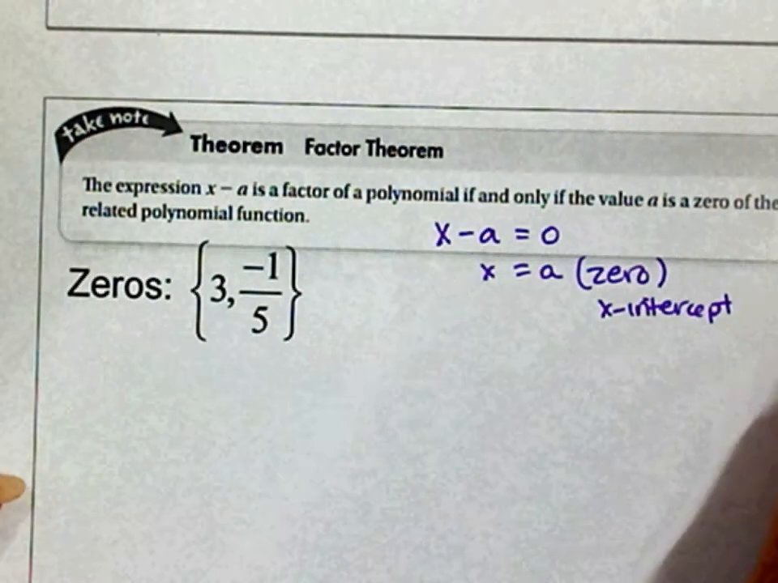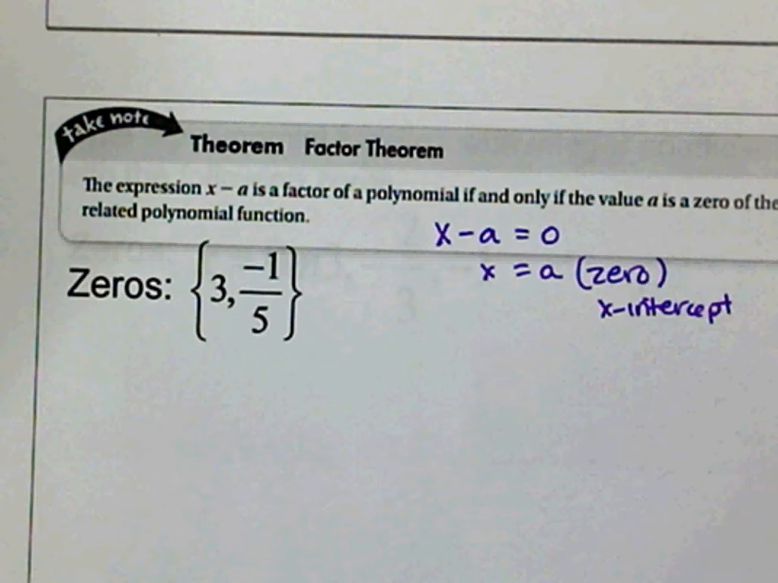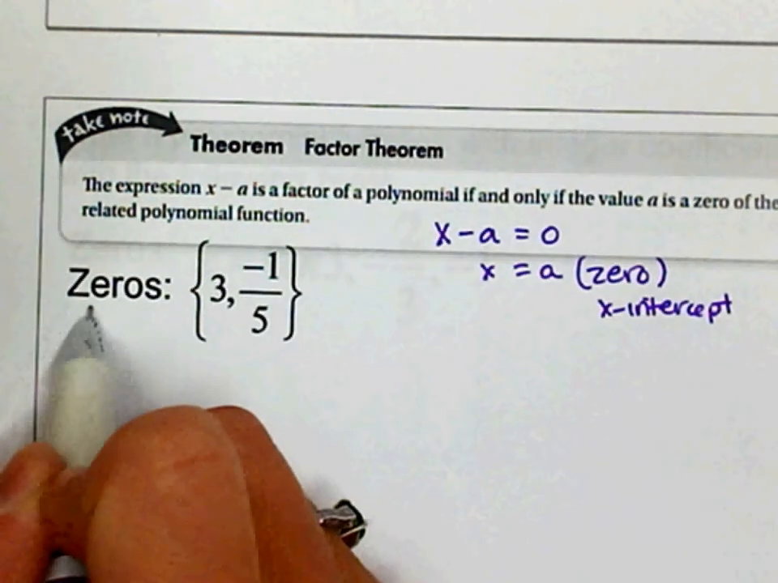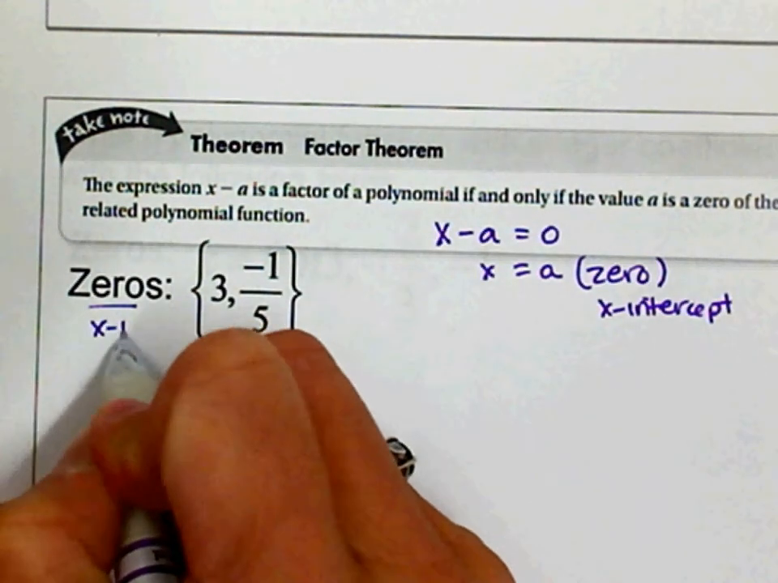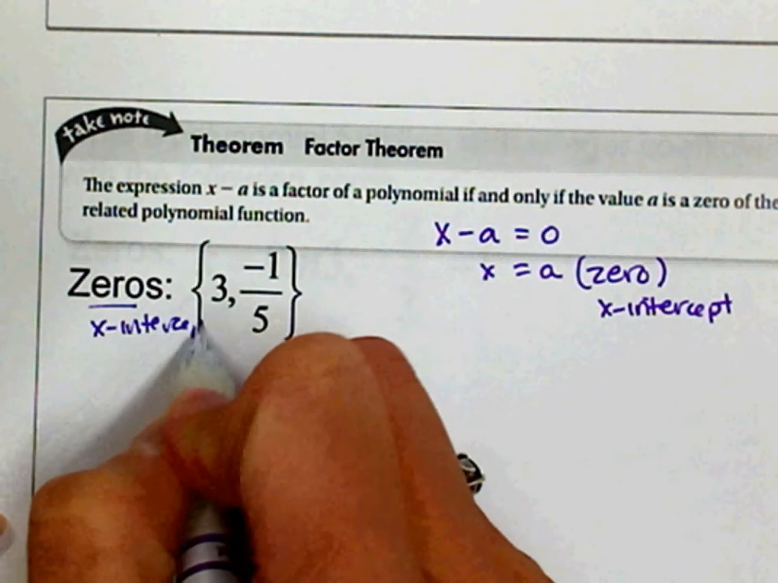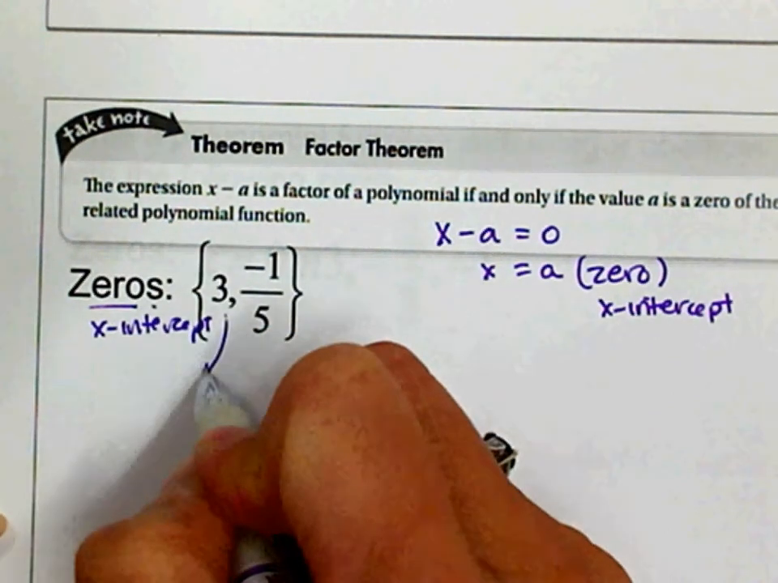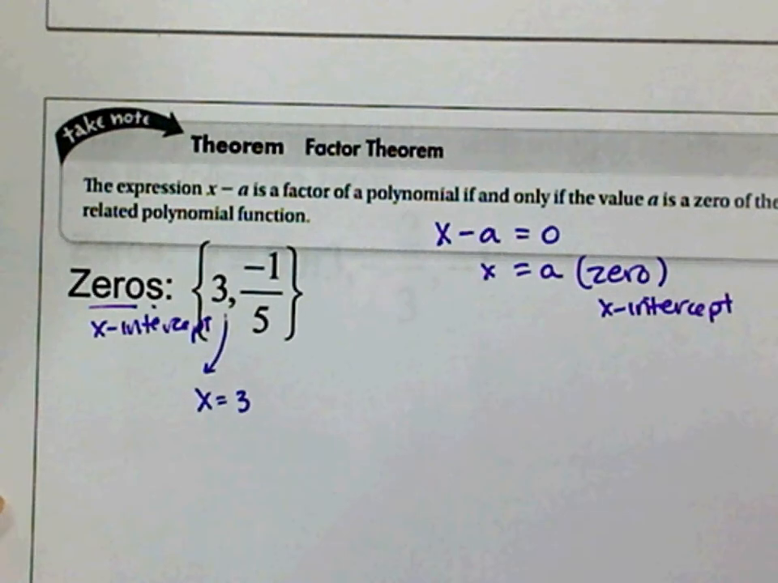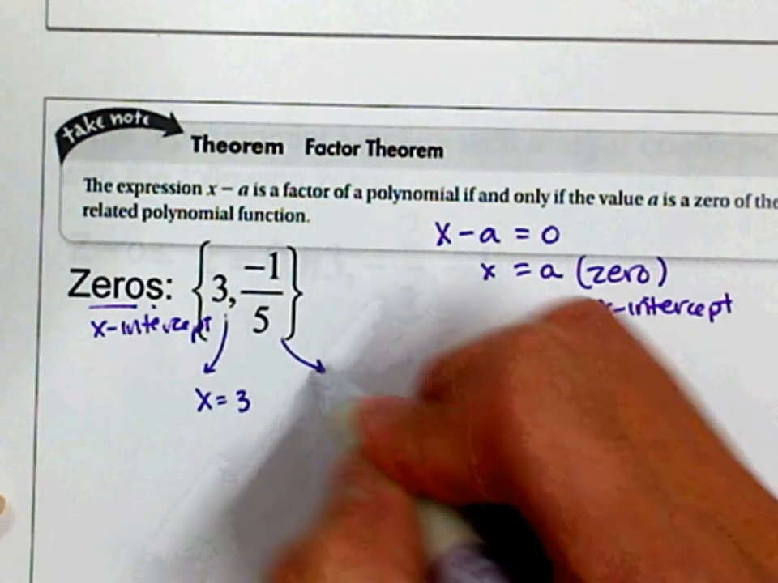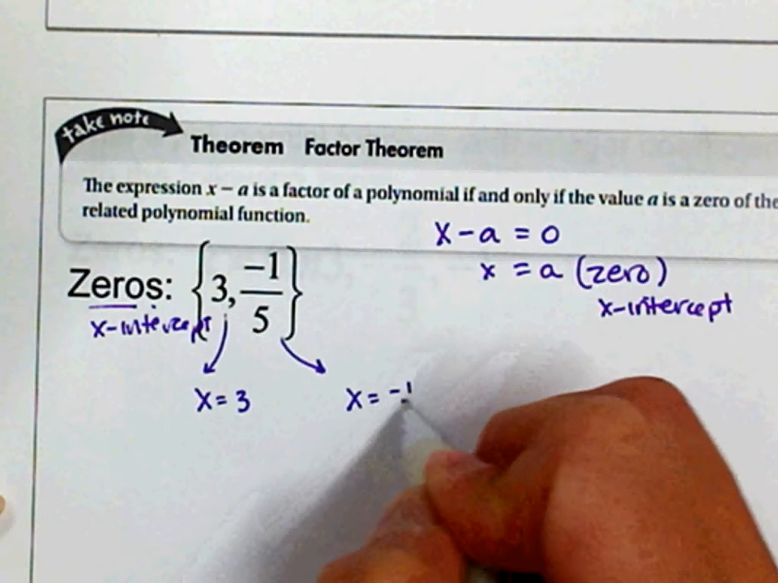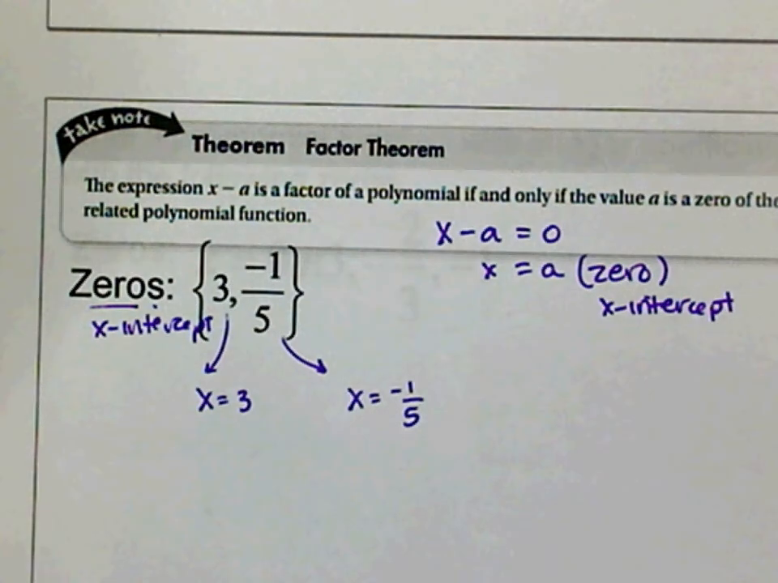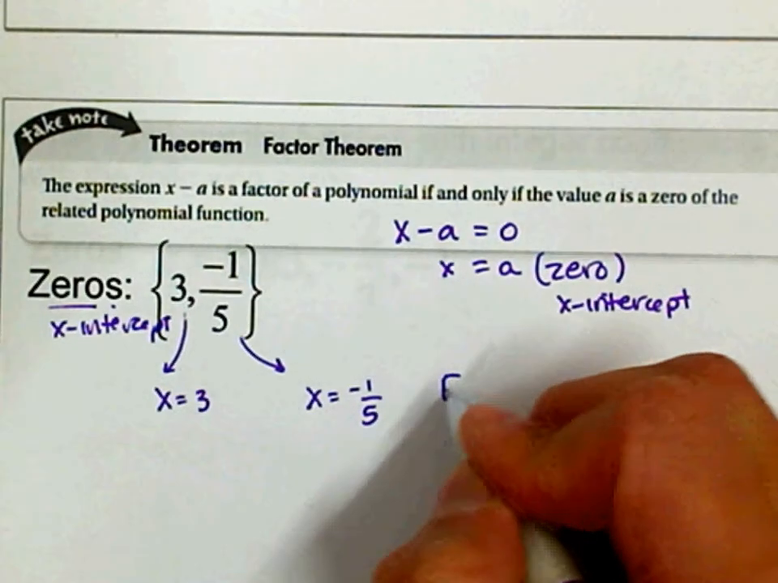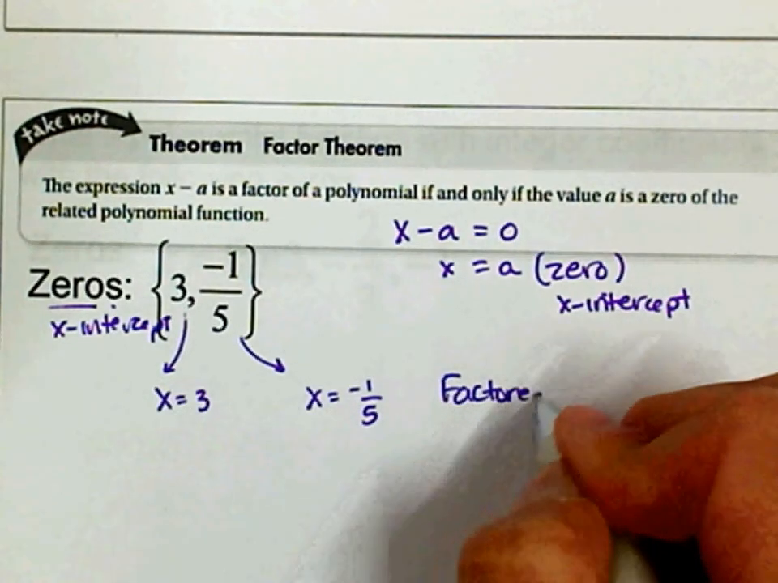All right, so what you are going to do is this. These are zeros. These are your x-intercepts, okay? First one, x is going to cross at 3. The other one, x is going to cross at negative 1 over 5. You want to write this in factor form. So how would you write this in factored form?